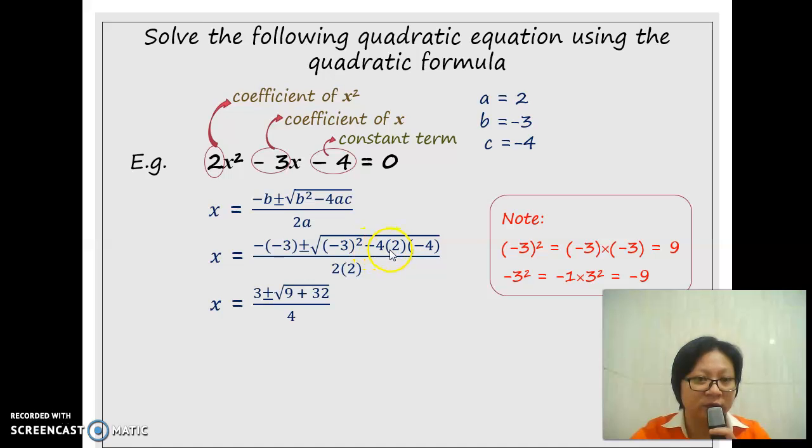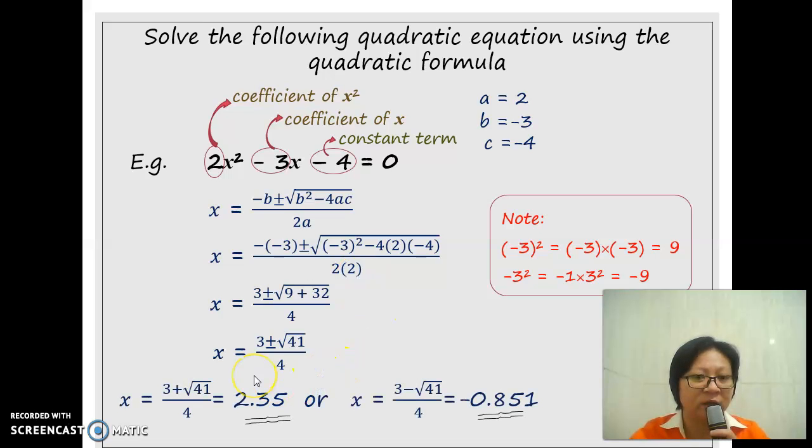So minus 4 times 2 times negative 4 like this. So the a is 2. So replace the a with 2. And then simplify and separate the solutions into x equals 2.35 or x equals negative 0.851. Don't forget to underline your final answers twice.